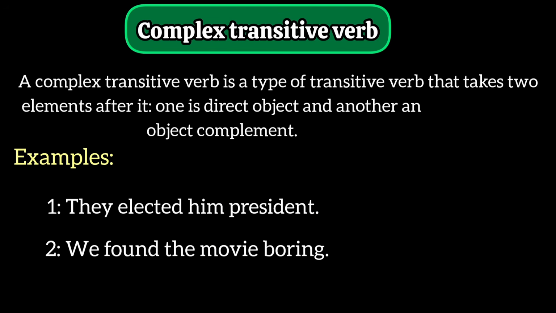Look at this example. In the sentence, we found the movie boring. The verb found is a complex transitive verb because it is followed by a direct object and an object complement. The direct object is the movie, which receives the action of the verb. It is what was found.